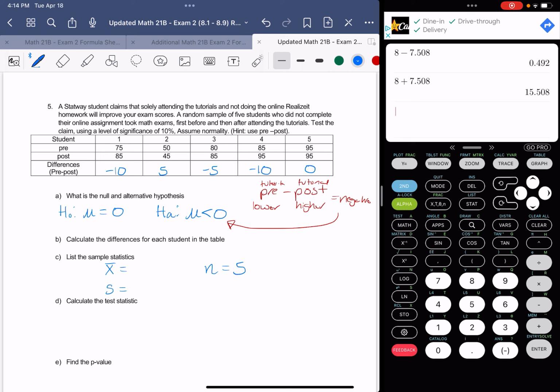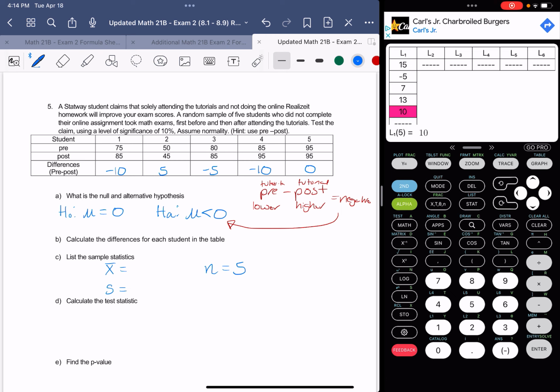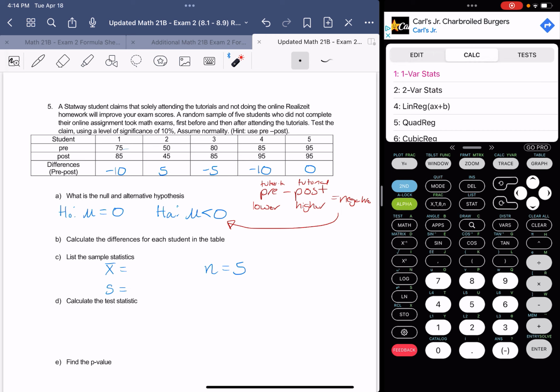All right, to get the mean and the standard deviation, we've got to use our calculator. So stat, edit. I'm going to delete all this old stuff. Some of you may be comfortable entering this into L1, this into L2, making this your L3, but there weren't that many numbers here, so I think it's easier to just do the bottom row. But again, it's a personal preference. So I'm just going to enter the bottom row: -10, 5, -5, -10, and 0. Stat, calc, 1-Var Stats.